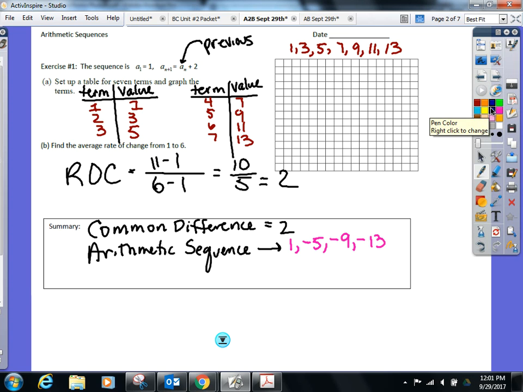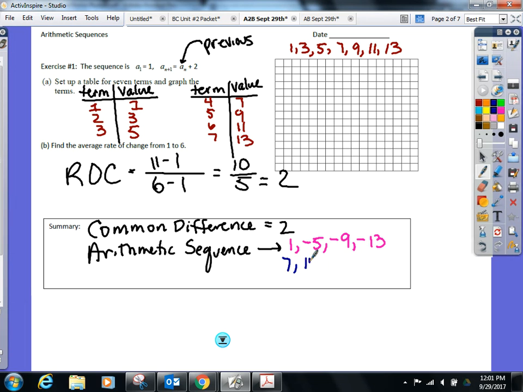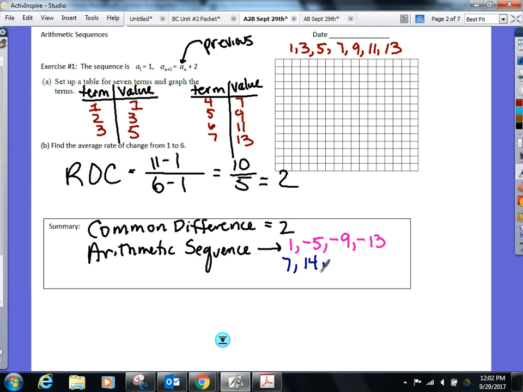Group in the back, what do you got for me? 14. So what would be the next term? 21. Give me one more. 28. There we go. Everyone see why that's arithmetic? What are you adding every time? 7. And now give me a name for that 7 that you're adding. Common difference. Give me a name for that -4 you ladies were adding. That's the common difference. Does everyone see how this relates?